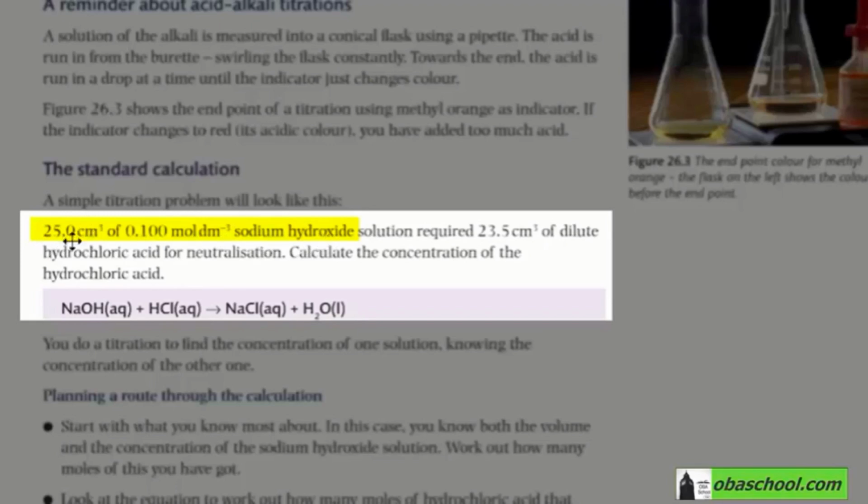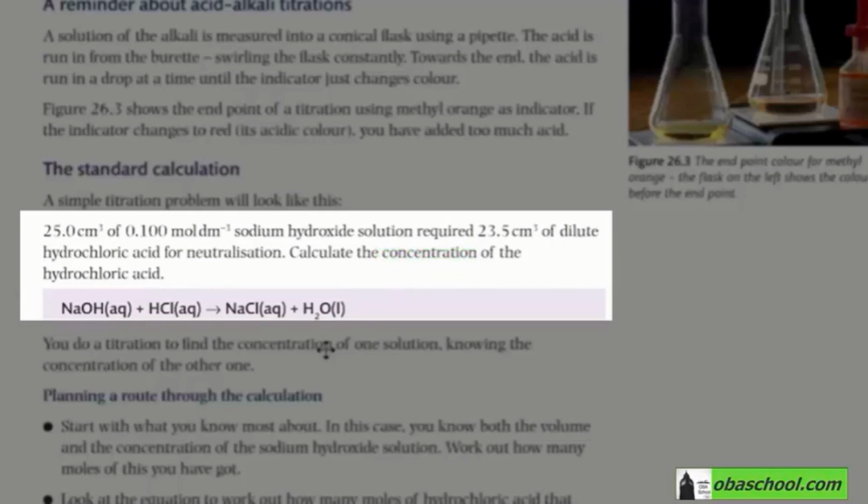So the sodium hydroxide has a volume of 25 cm³. What about the 0.100 moles per dm³? It is the concentration. So we have the volume and the concentration of sodium hydroxide. Also we have the volume of the dilute hydrochloric acid. So we have to calculate the concentration of the hydrochloric acid.